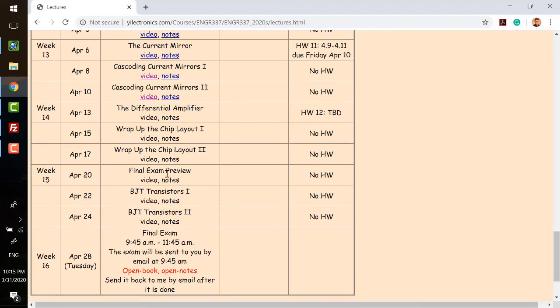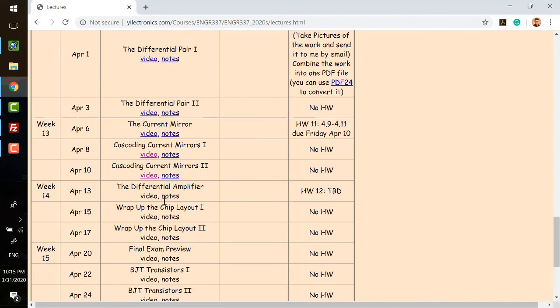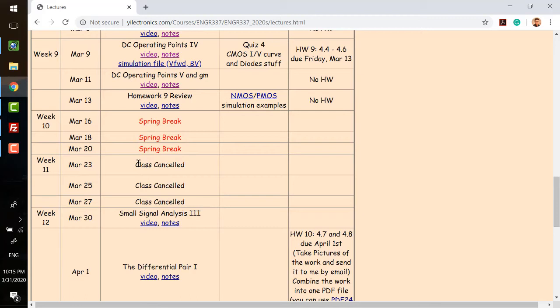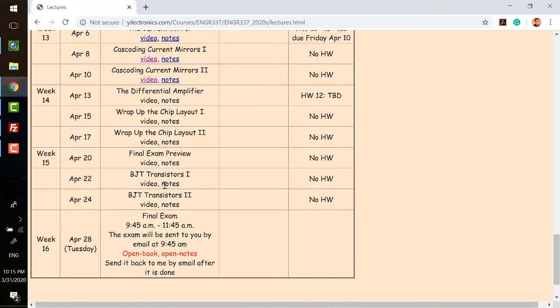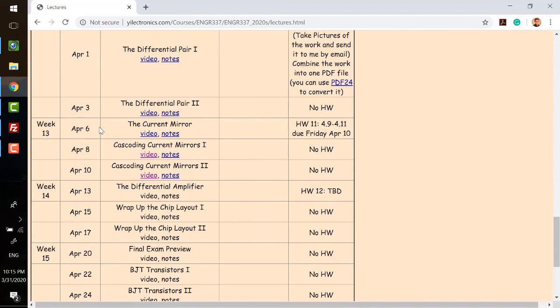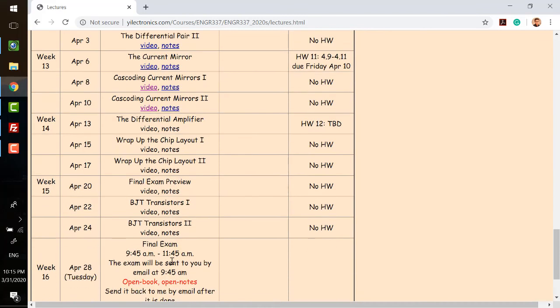After the exam preview, you'll see there are two more lectures. Because if we do not cancel the class over here, I think we still have time to cover more about the BJT transistors. It used to be a pretty important content in any of the microelectronics classes. Here, since we are making a CMOS-based chip, not a BJT-based one, we are not going to spend too much time on this topic.